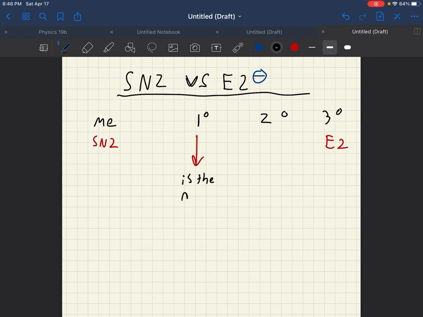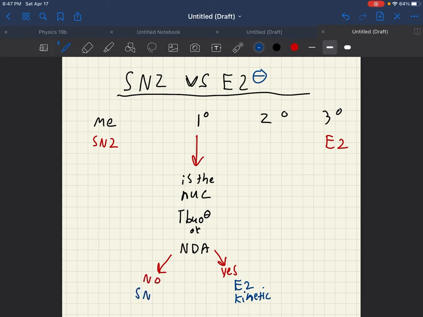So now then, if it's at primary, we have to ask a few questions. Is the nucleophile t-BuO- or NDA? If that's yes, it's going to be E2 kinetic. And if that's no, that's going to be SN2.